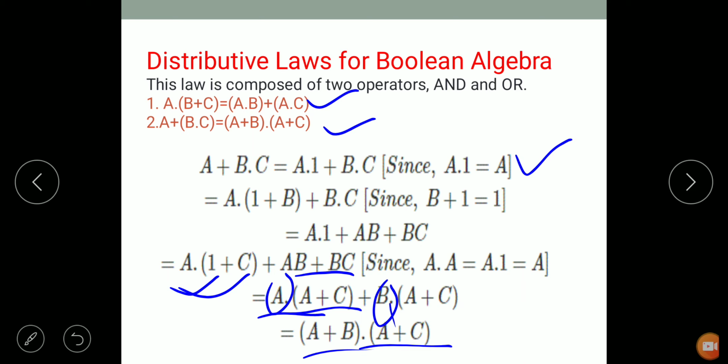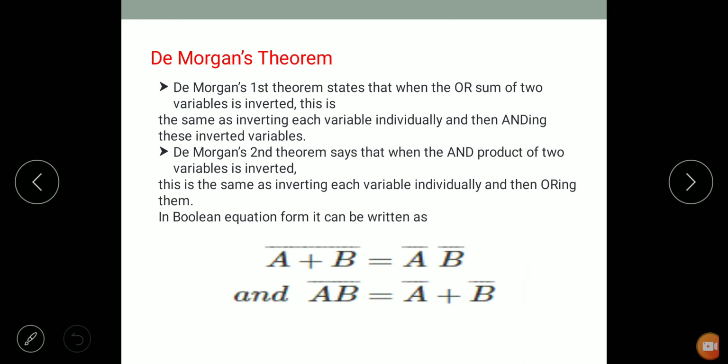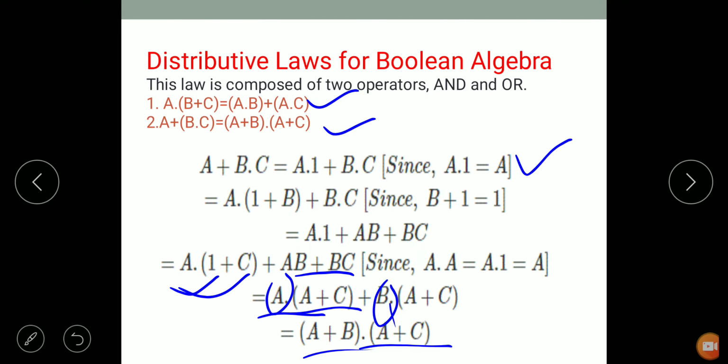In the next video we will see De Morgan's theorem, because in De Morgan's theorem the verification of its truth table is very essential. So in the next lecture we will see De Morgan's theorem.